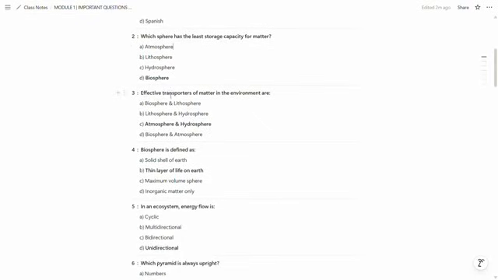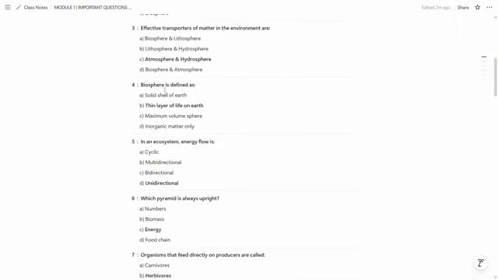Now the third question is, effective transporters of matter in the environment are, C option is correct, atmosphere and hydrosphere. Now the fourth question is, biosphere is defined as, it is defined as thin layer of life on earth.